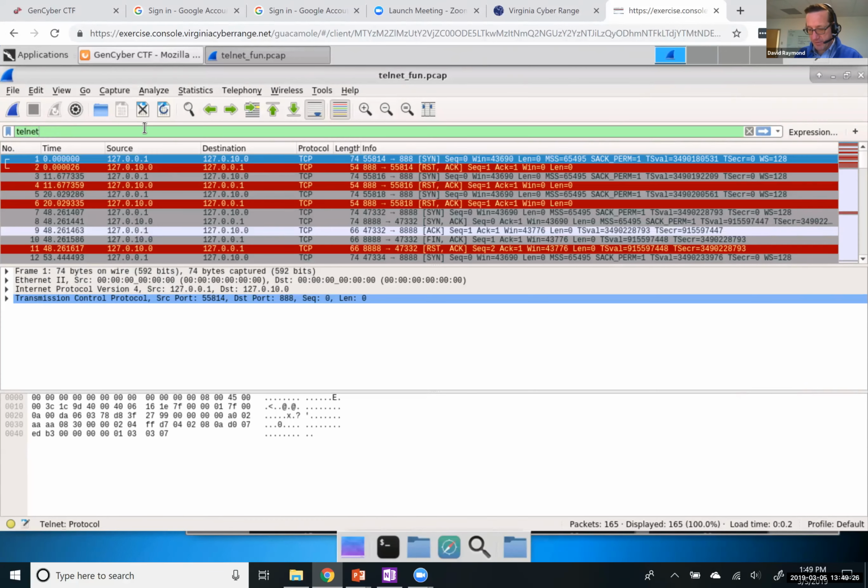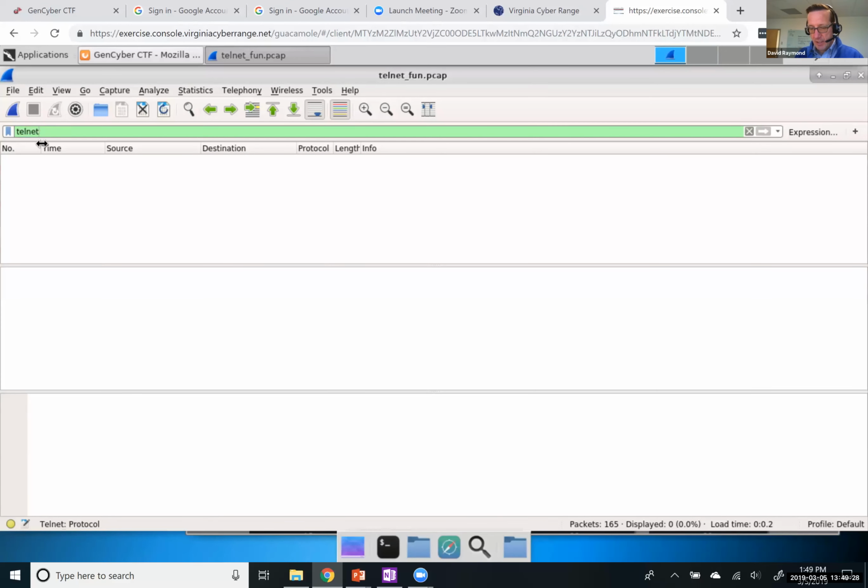Let's see if I can use Telnet. I use Telnet in the filter bar, and again, no result. So I guess when I put Telnet in, really what it's looking for is the same thing, traffic on TCP port 23. For some protocols, Wireshark is able to drill into the protocol and display it even if it's not running on the standard port for that protocol. But in this case, looks like with Telnet, it's not able to do that.